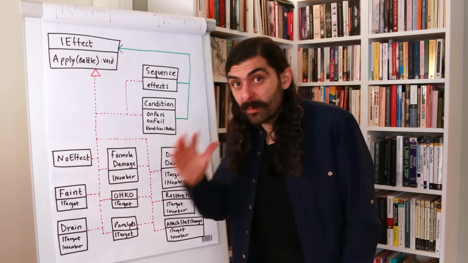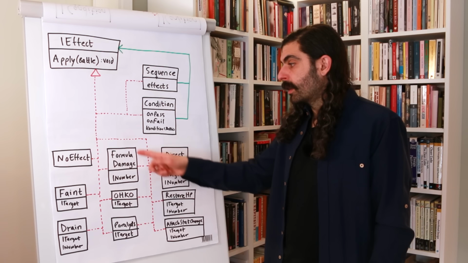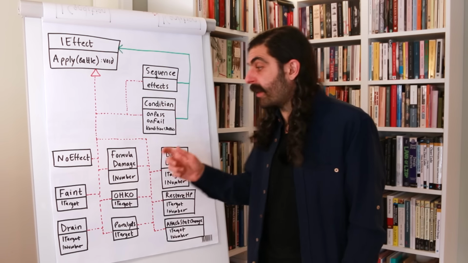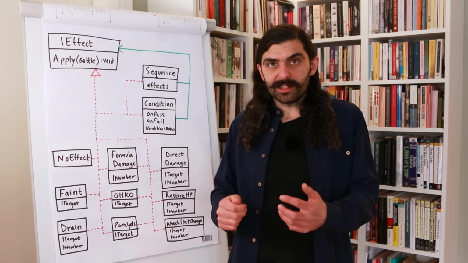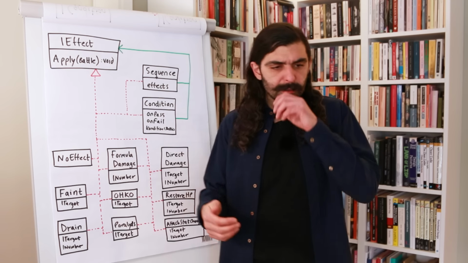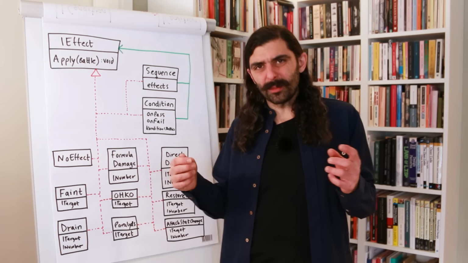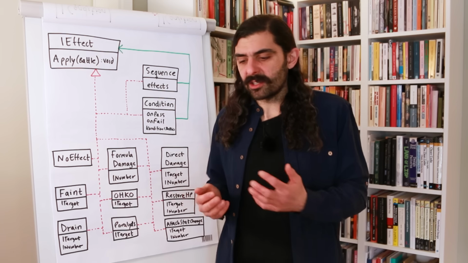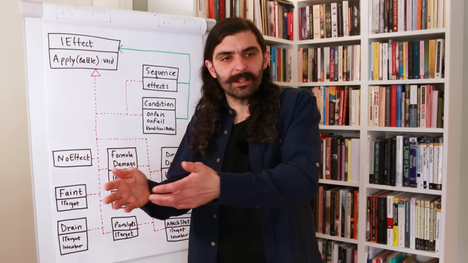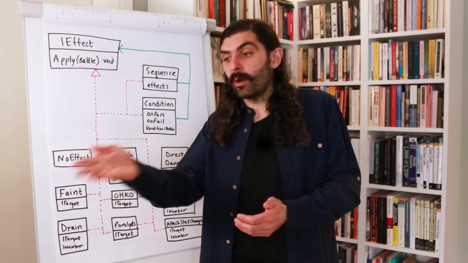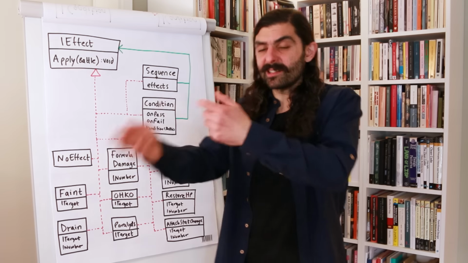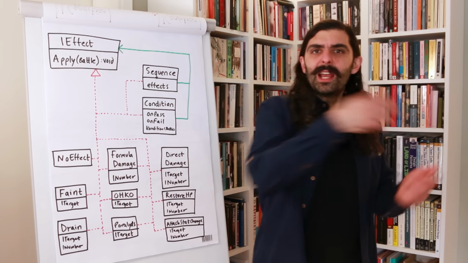Okay, but let's dive into this. I think the key type that we should talk about is the one here called formula damage. The key effect is the one called formula damage. So the way that damage is calculated in the game of Pokemon, in battles, is quite complicated. There's a formula that checks a number of things, such as the attack level of the attacker and the defense stats of the defender, and the type of the attack and the type of the defender, and so forth.